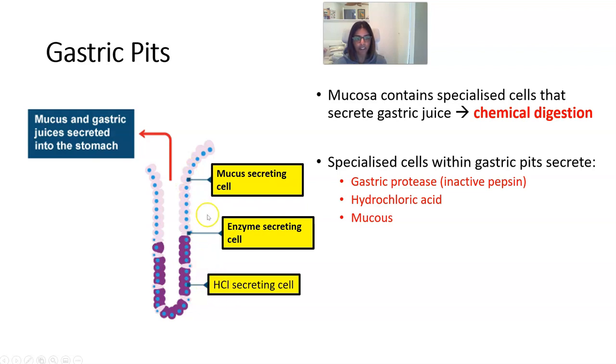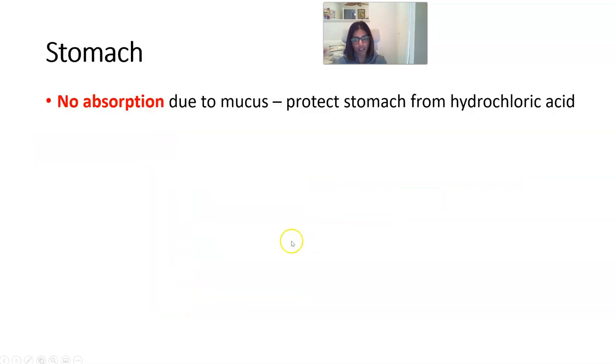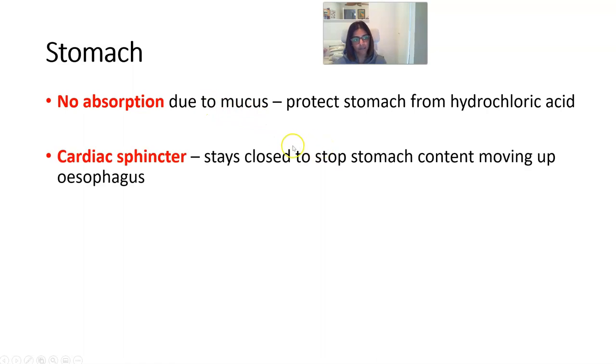So remember that muscle is made of protein, and what we have here is a protein digesting enzyme. So you really don't want anything to digest the stomach itself. Now, also within the stomach, there is no absorption of nutrients, and the reason for this is because that mucus barrier prevents anything from happening. It also protects the stomach from being eroded, as I've said, by the hydrochloric acid.